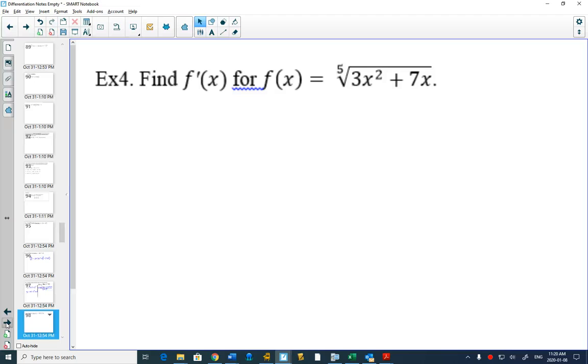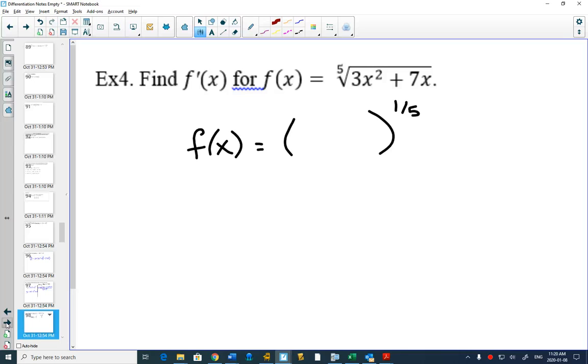Example 4. Again, we have to do a little bit of work initially. Right now, that's not in a form that I can do because I have that 5th root. But I can change a 5th root to an exponent of 1/5.